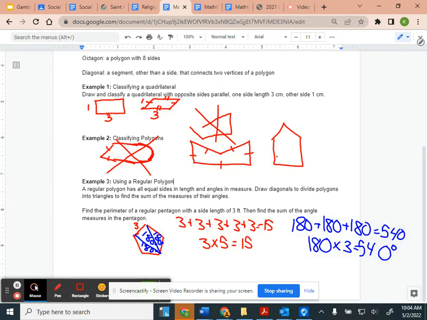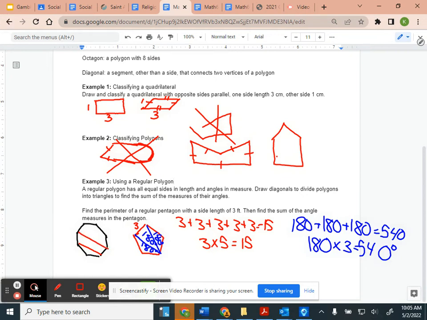So let's do a stop sign. What shape is a stop sign? How many sides does a stop sign have? 8. So what type of polygon is the stop sign, Will? An octagon. What do I have to do to find how many degrees are in a regular octagon? Break it into triangles.